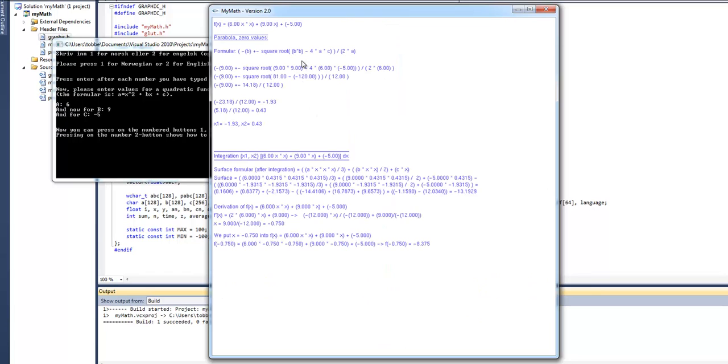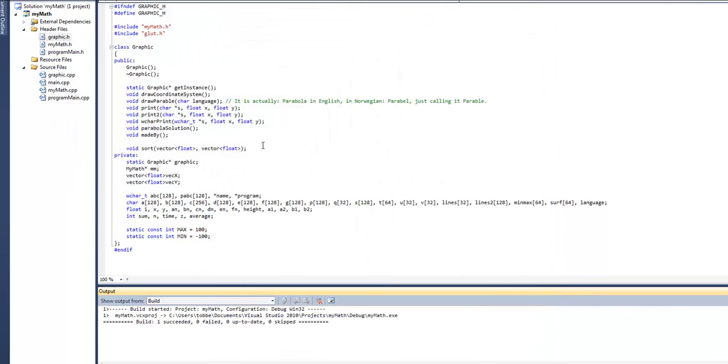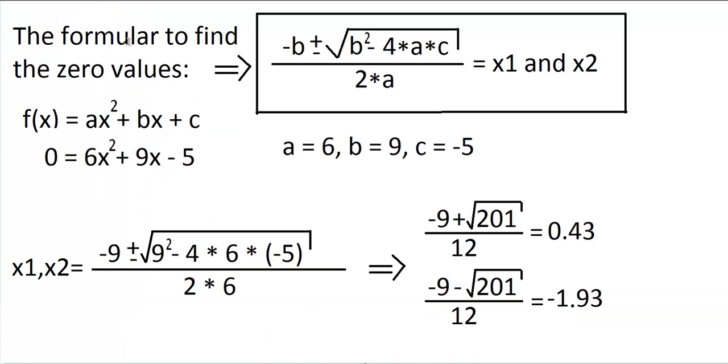So I'm just going to show you how we calculate this for real by using Paint instead of showing it here, because that's all messy. So I'm going to open the Paint window, and as you can see, the formula to find the zero value is, pointing to this part here, minus b plus minus, so that will be two operations, square root of b squared minus 4 times a times c, and all of this divided by 2 times a, and that gives us x1 and x2. That's the two zero values.